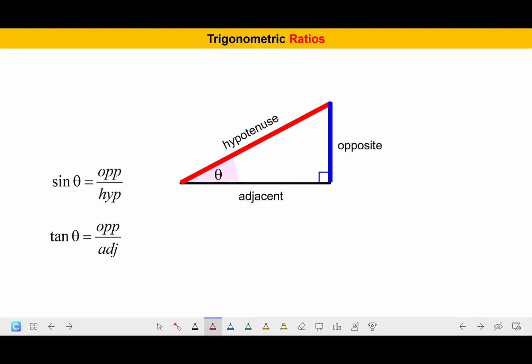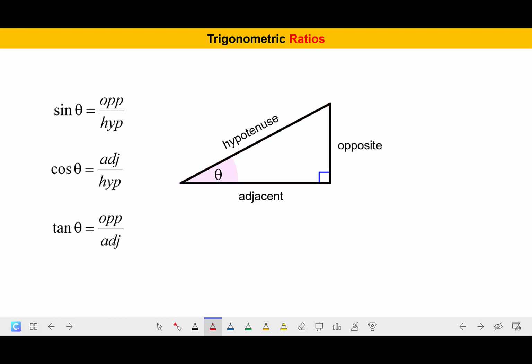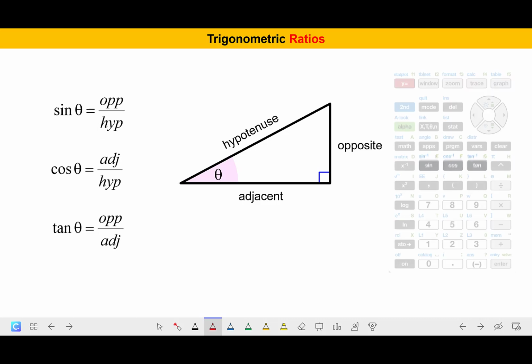Our last one, we use the hypotenuse and the adjacent, and that's called cosine. That's the adjacent over the hypotenuse. Again, we don't call this "cos"; we call it cosine. We use the whole name. So when you see cos in your textbooks or anywhere in math, we always say cosine. Now, these comprise the trigonometric ratios that are the foundation of trigonometry.